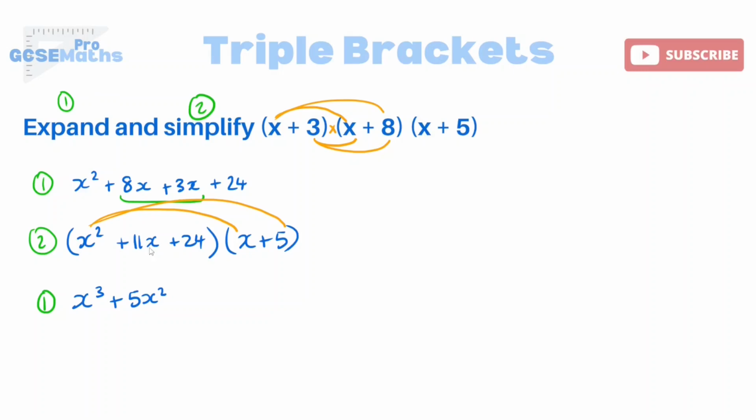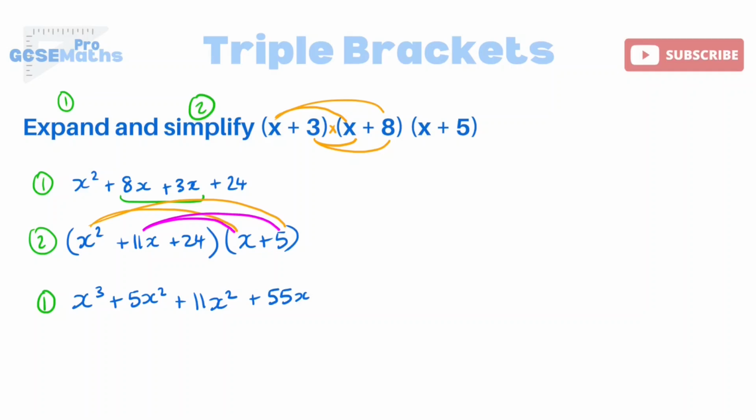Then I'm going to move on to the middle one, which is 11x, and times that by both terms in the second bracket. What I'm going to do is change the colour just so that you can see very clearly, at least in this first example, because they are going to overlap each other in this case. I'm just going to use pink. So I'm going to do 11x times by that first x in the second bracket. So I've got 11x squared, then 11x times by the 5, which is 55x.